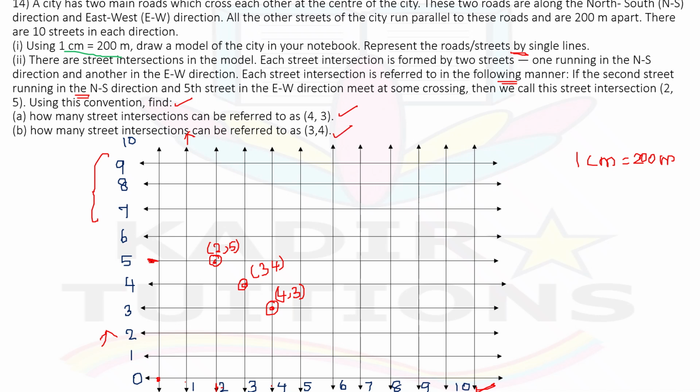Is there any possibility for one more 4 by 3 or one more 3 by 4? It's not at all possible. Only one intersection is possible. So you are going to show this by a graph. So here ends this problem. We'll see the next one.